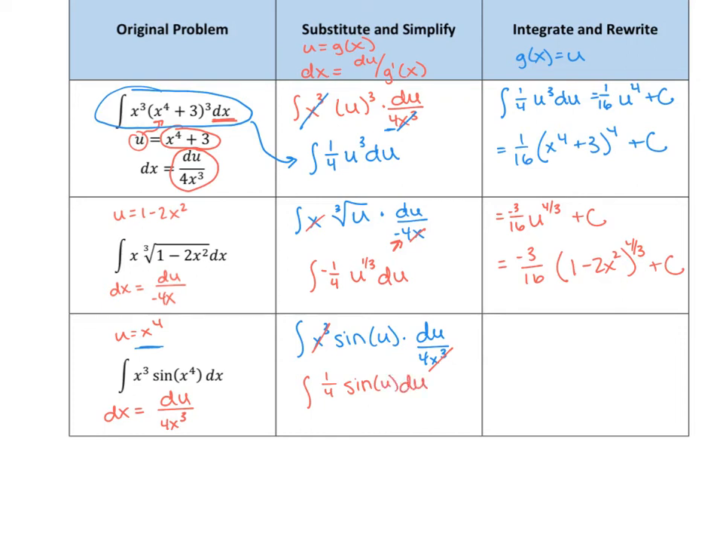We take its antiderivative. What has positive sine as its derivative? Negative cosine. That 1/4 is just a coefficient. So I have negative 1/4 cosine u plus c, which means my final answer is negative 1/4 cosine of x to the 4th plus c. So take the second half of the worksheet, pause this video, try the second half of the worksheet, and then come back.